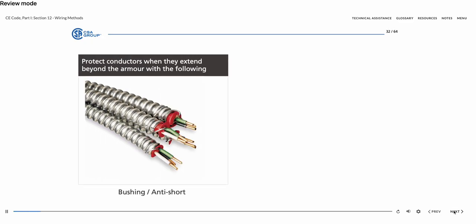When terminating armored cables such as AC 90, the conductors must be protected where they extend beyond the armor by use of a bushing or anti-short, as shown in the picture.